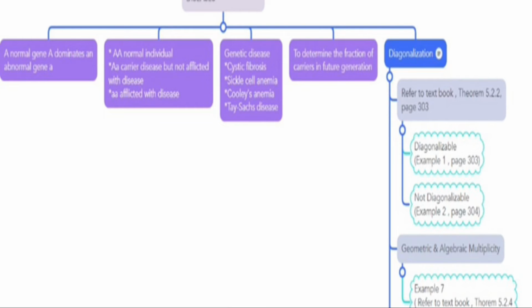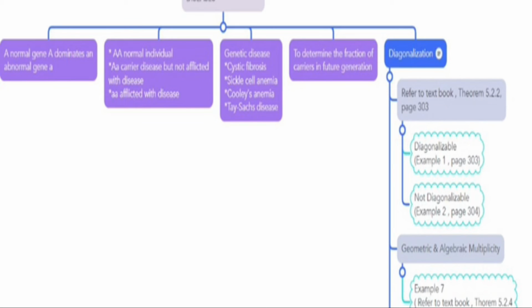Next, we go to autosomal recessive. What is autosomal recessive? Autosomal recessive is one of several ways that a trait, disorder, or disease can be passed down through families. An autosomal recessive disorder means two copies of an abnormal gene must be present in order for the disease or trait to develop. Some genetic diseases are cystic fibrosis, sickle cell anemia, Cooley's anemia, and Tay-Sachs disease.